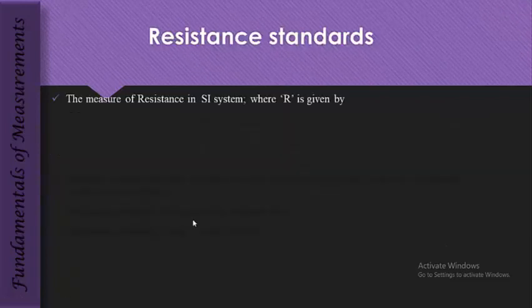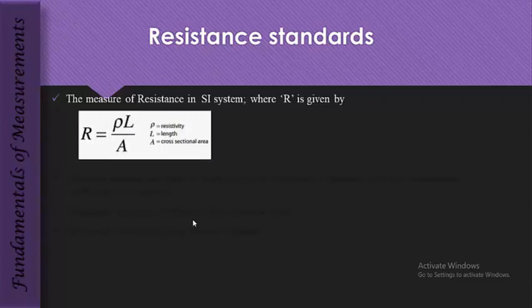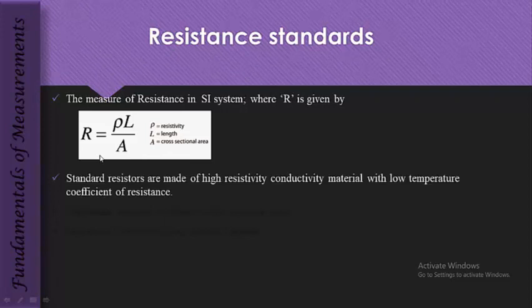Next, coming to resistance standard. So the measure of resistance is in the SI system. SI system is nothing but the international standard system, where R is given by rho L by A. Rho is resistivity, L is the length of the resistance wire, and A is the cross-sectional area of the wire. And if we know these three parameters, we will be able to measure the resistance.